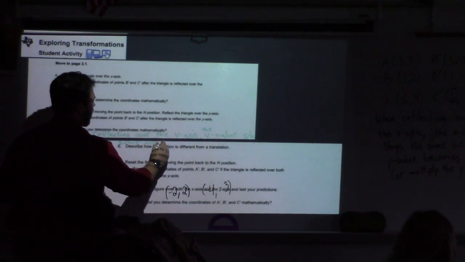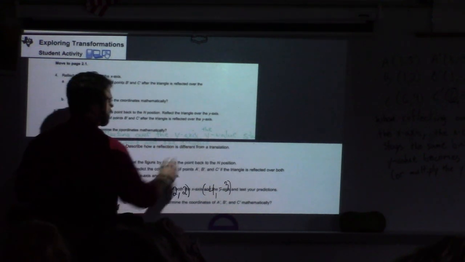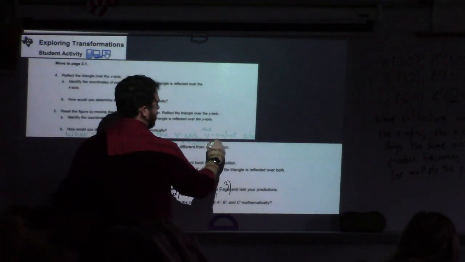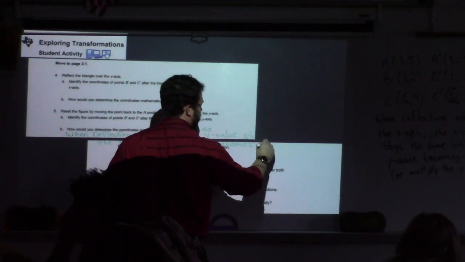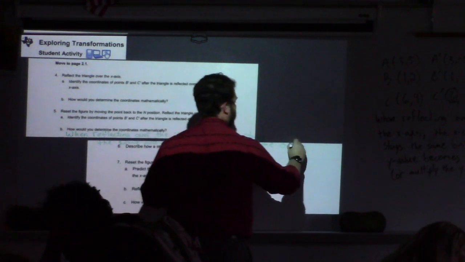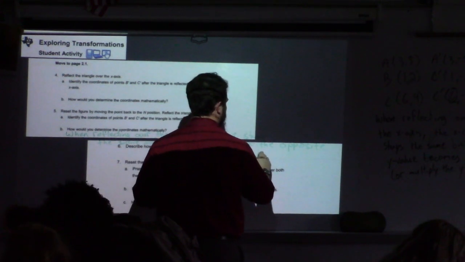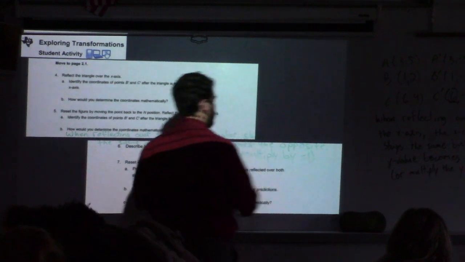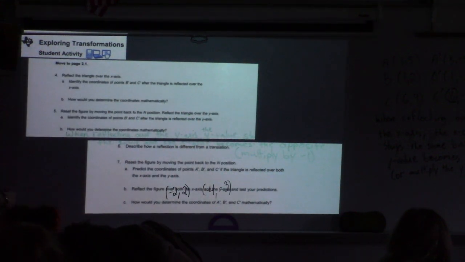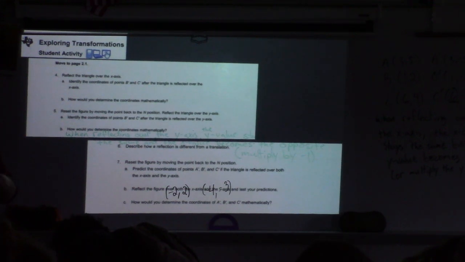And the x value, what? So the x value becomes the opposite. What's the other way we can say it? Multiply by negative 1. So when reflecting over the y-axis, the y value stays the same and the x value becomes the opposite.